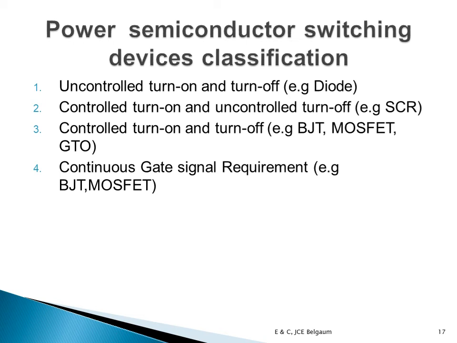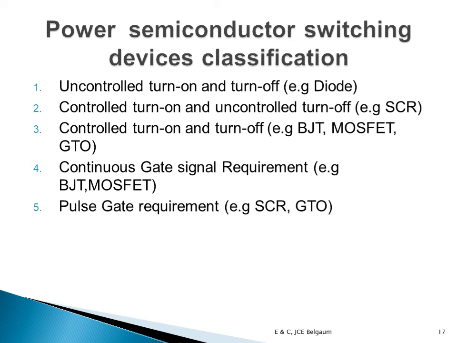Next is continuous gate signal requirement. If I want the device to keep it on, I have to give the base or the gate current. Otherwise it will turn off. So which are the devices? BJT and MOSFET. Like SCR, I can remove the gate and it will still be in on state. GTO, I can remove the gate, it will be in on state.